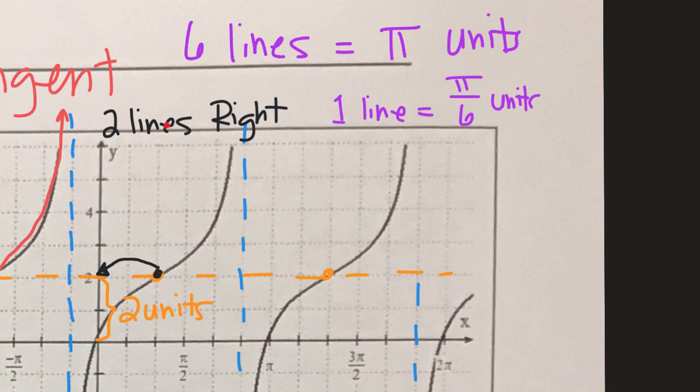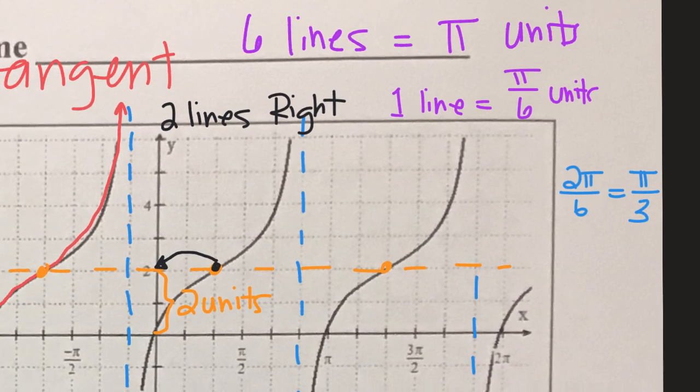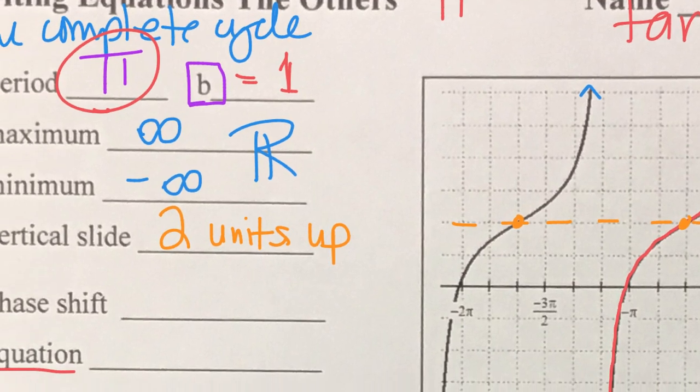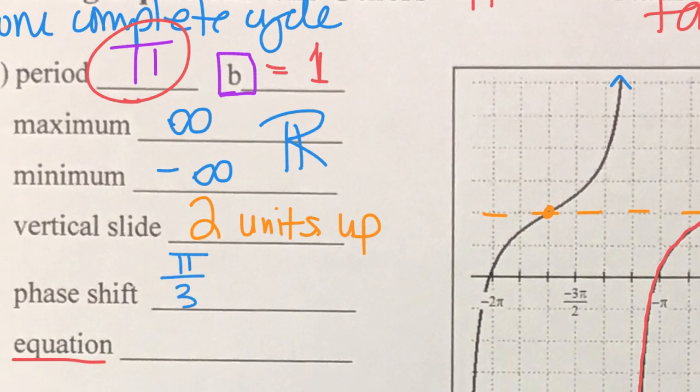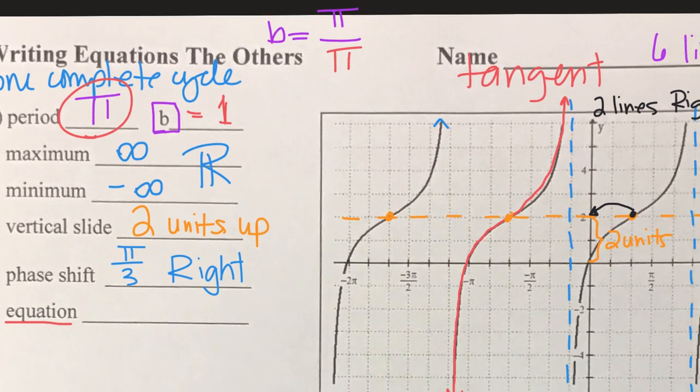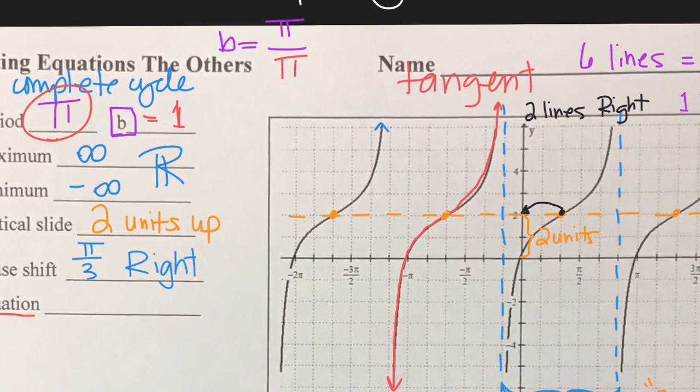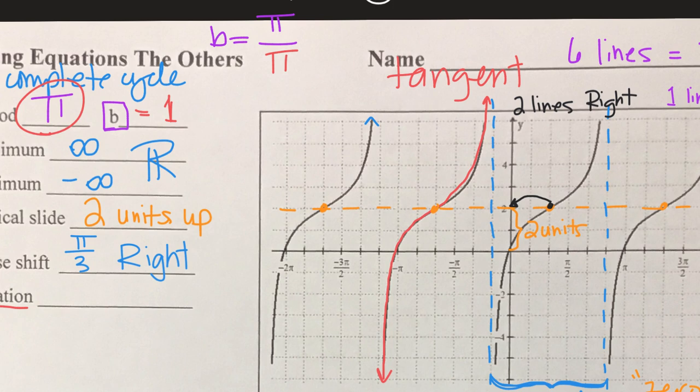So if I go 2 lines and every line is pi over 6, what's pi over 6 plus pi over 6? Well, that's 2 pi over 6. And 2 pi over 6 can reduce to 1 pi over 3. So this is our phase shift. Each point has been moved pi over 3 units to the right of where it's supposed to be. So we have to figure it out, and you have enough information from your graph to figure that out.